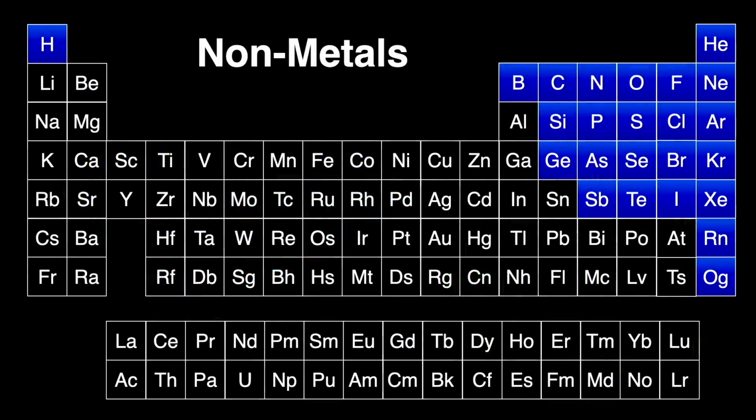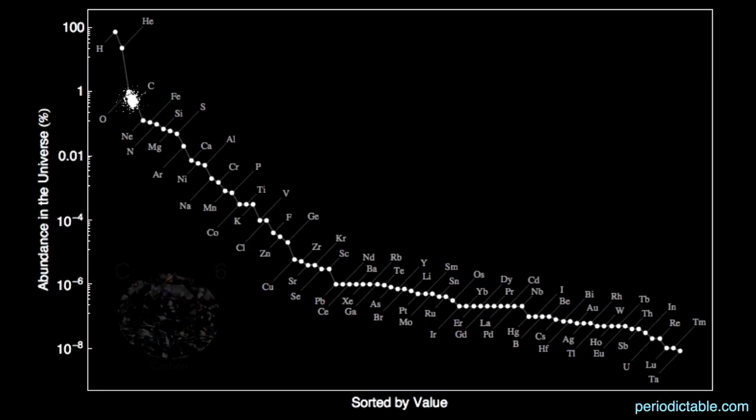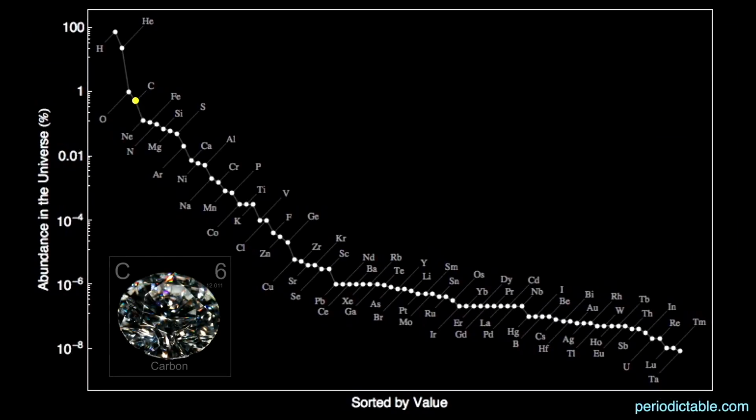Carbon is considered a non-metal, though it does have a few qualities that metals possess, such as electrical and thermal conductivity. The element carbon is very common in the universe, coming in as the 4th most abundant element by mass. 0.5% of the universe is carbon. That's 1 atom out of every 200.